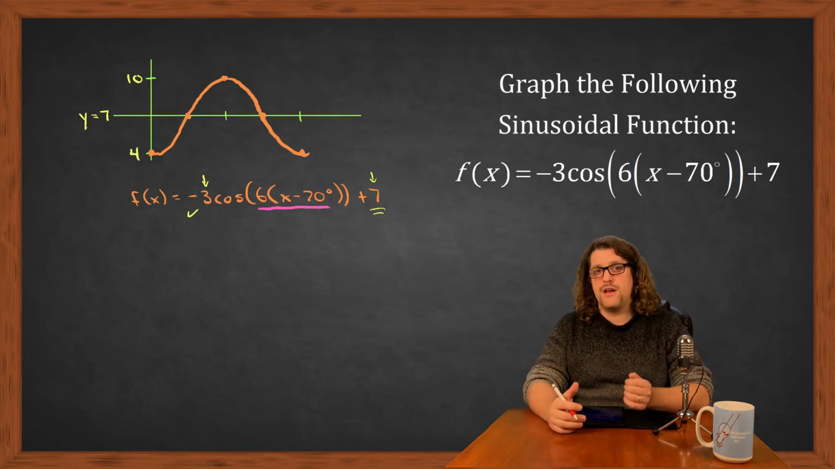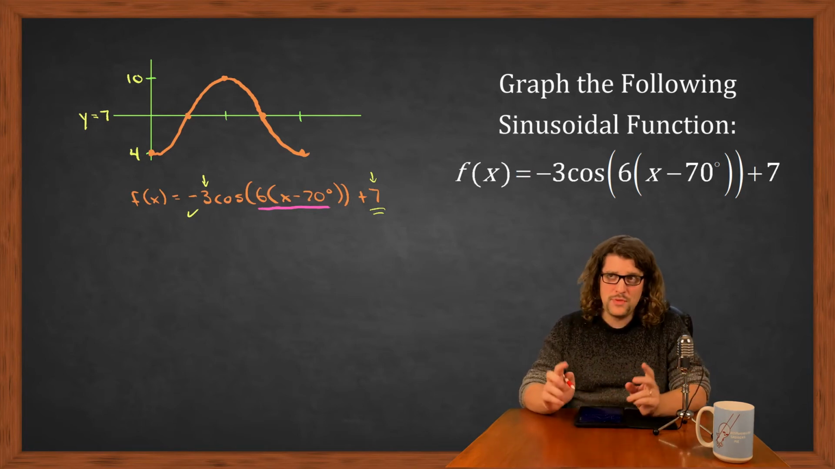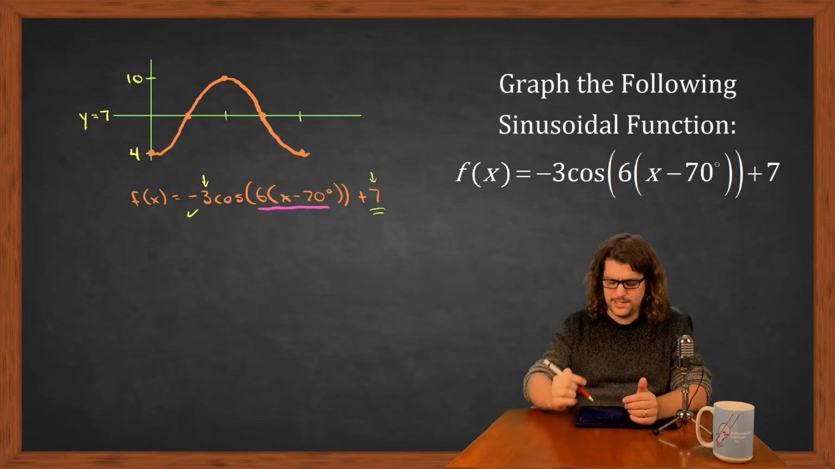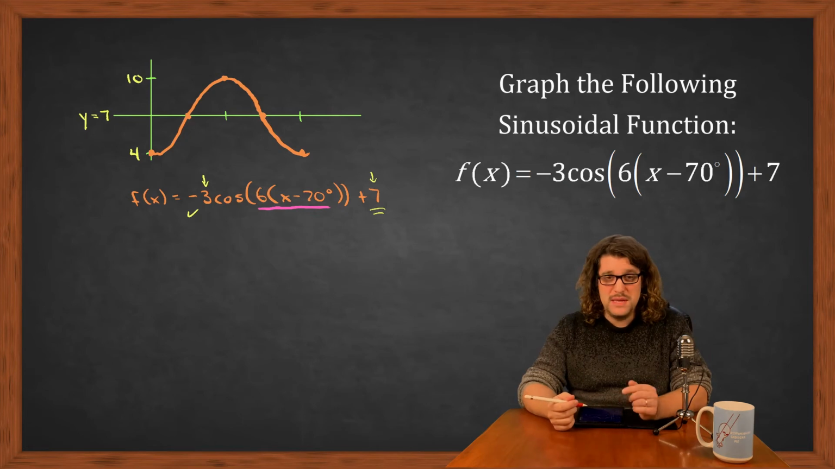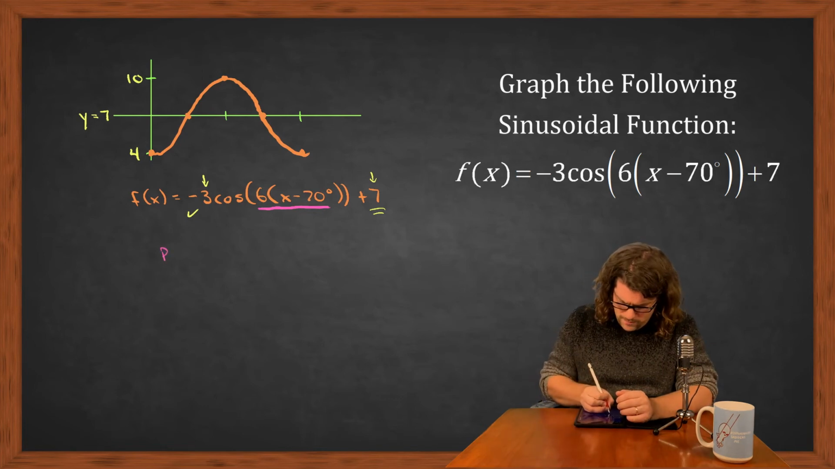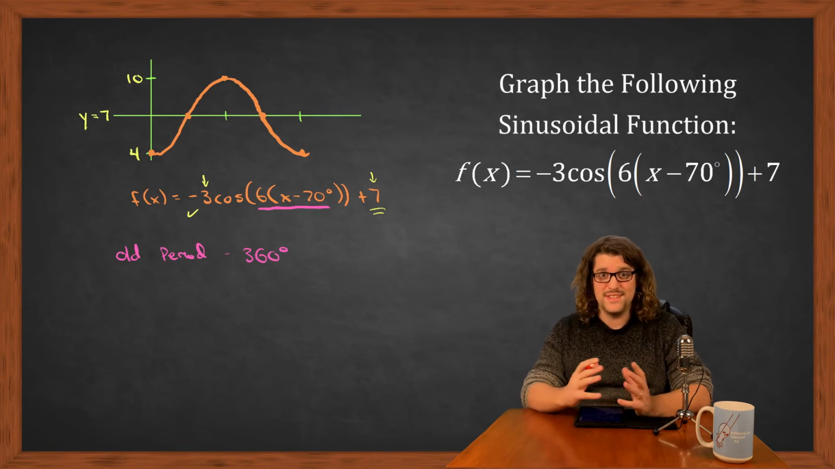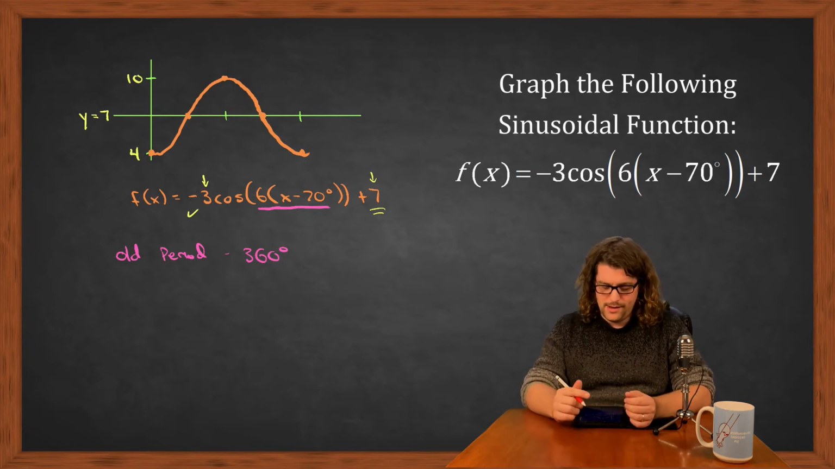So that's always inside of the argument. In this case, I have a horizontal stretch factor of 1 over 6 because it's the reciprocal of the b value, which is 6. That means that my old period normally would be 360 degrees if I'm talking about the one rotation, one cycle, one period, for something measured in degrees.